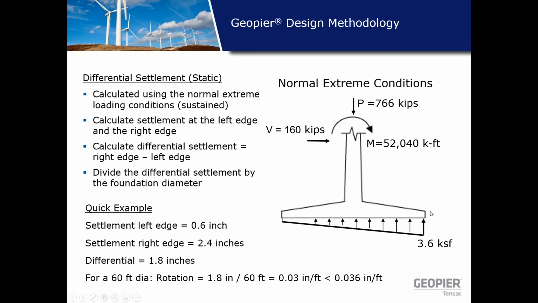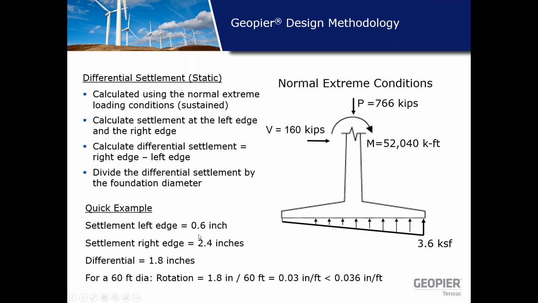So for the differential settlement method, what we would simply do is calculate the settlement on the wind side, or the left side. You would calculate the settlement on the right side, or the non-wind side. You'd subtract one from the other to figure out the differential settlement across the foundation, and then you would divide that by the actual foundation width.